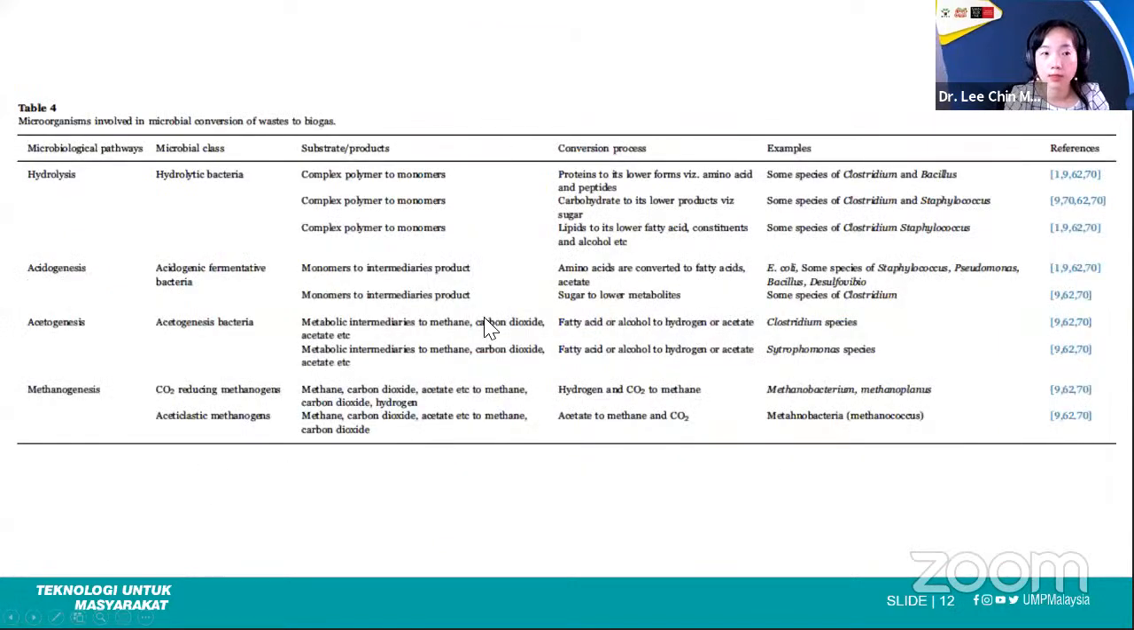So let's look at some examples of the hydrolytic bacteria. That's the Clostridium, Bacillus, Staphylococcus, and for acidogenic bacteria, E. coli, some Staphylococcus, Pseudomonas, Bacillus, Desulfovibrio, and the Clostridium. For acetogenic bacteria, some Clostridium, Syntrophomonas species, and the last one is the methanogenic bacteria. So they are mainly archaea. They are the Methanobacterium, Methanoplanus, and Methanococcus.